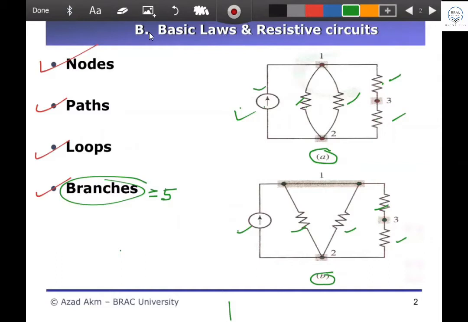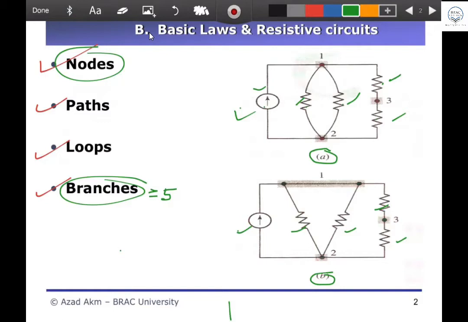Now let's come to the second one, which is a node. Remember node, by definition, is the joining point. Listen carefully. It is the joining point between 2 or more branches. It is the joining point of 2 or more branches together.